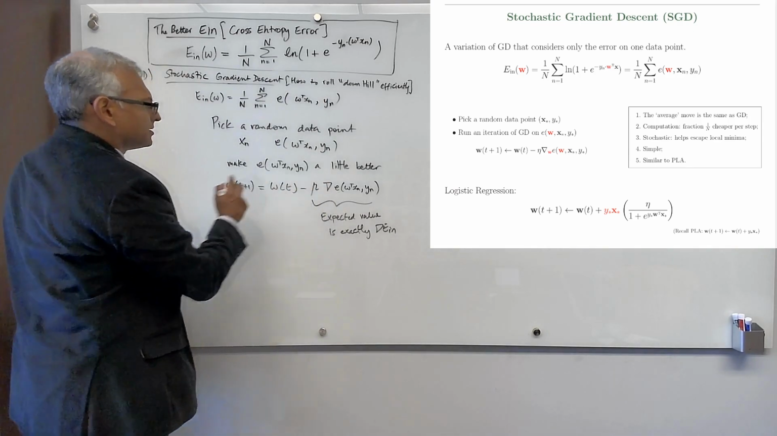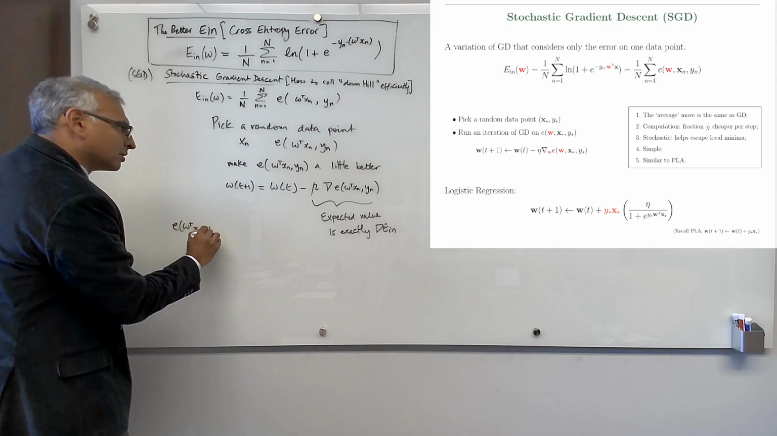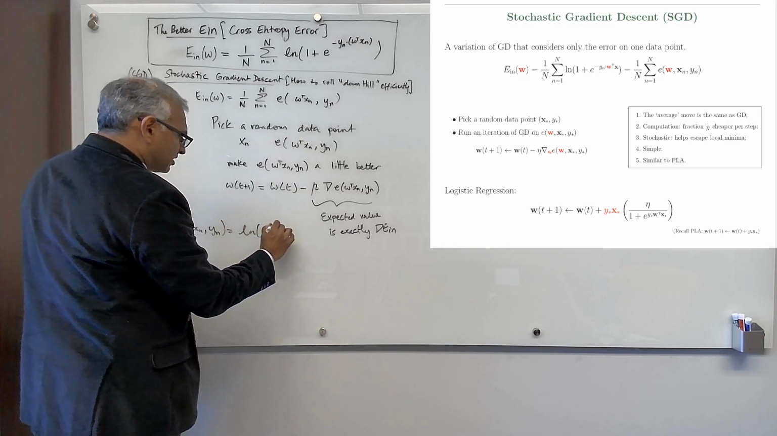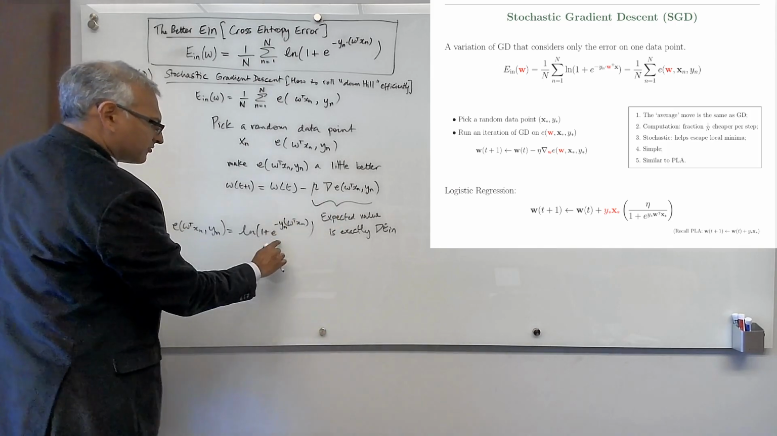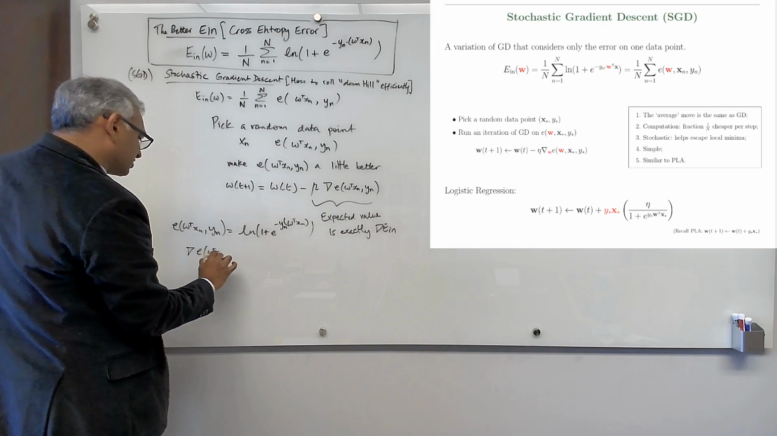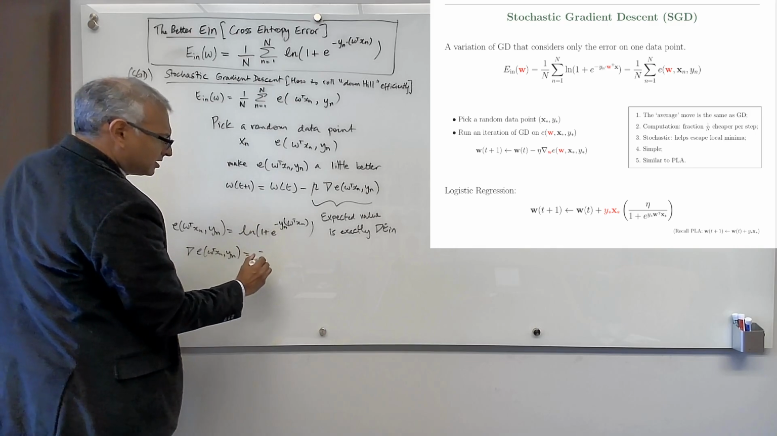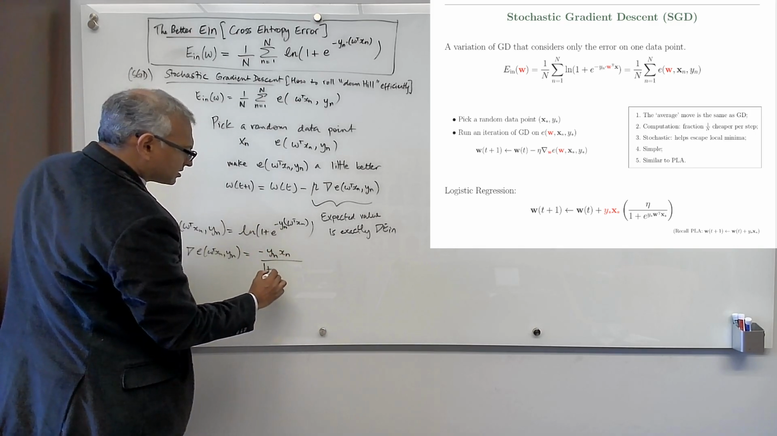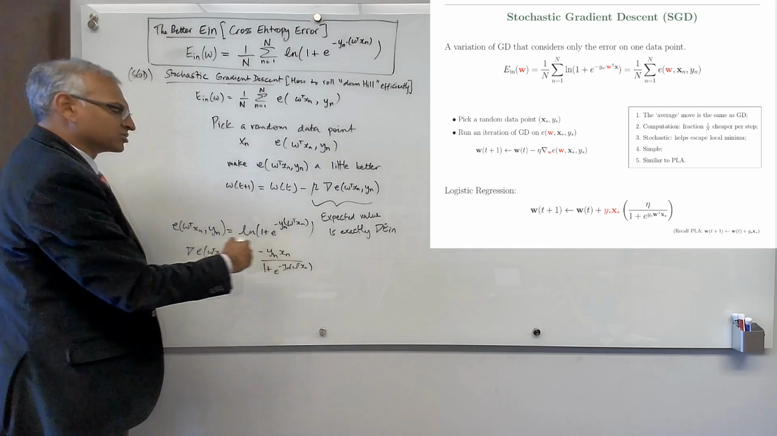So what is this guy? E of W transpose Xn and Yn is exactly the log of 1 plus e to the minus Yn W transpose Xn. Okay, so the gradient of this with respect to W, the gradient of E of W transpose Xn and Yn is exactly minus Yn Xn divided by 1 plus e to the minus Yn W transpose Xn. So you can compute this gradient yourself.